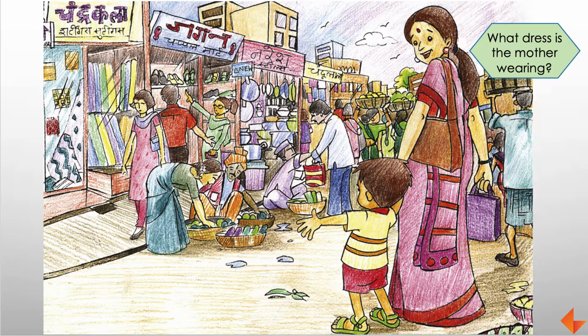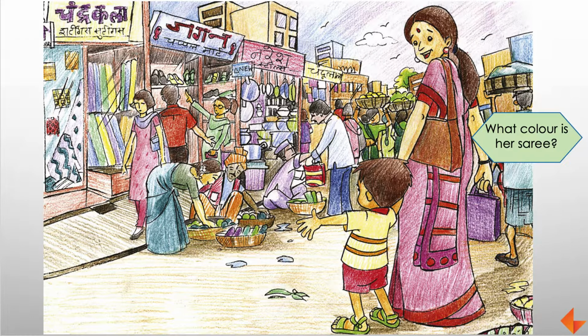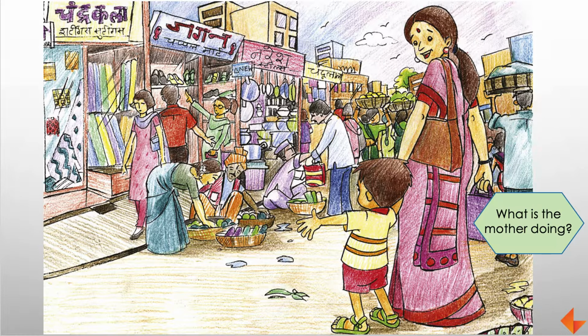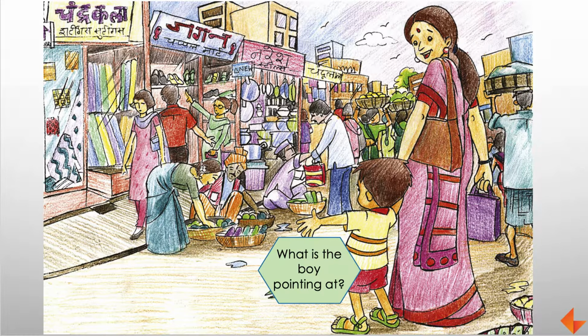What dress is the mother wearing? What color is her sari? You're correct, her sari is pink. What is the mother doing? What is the boy pointing at? Yes, he is pointing at some baskets.